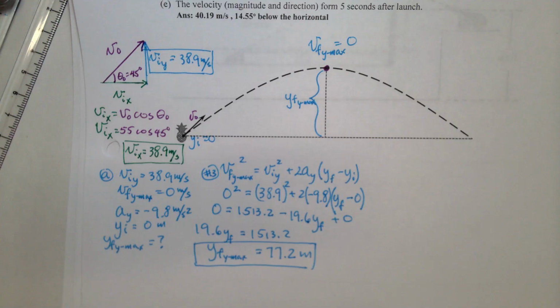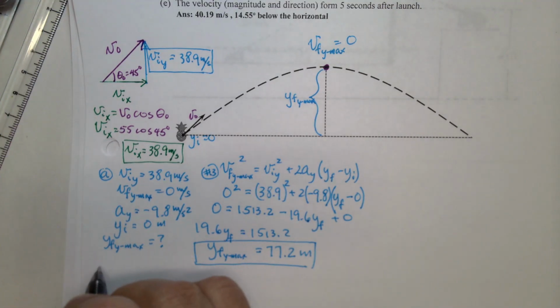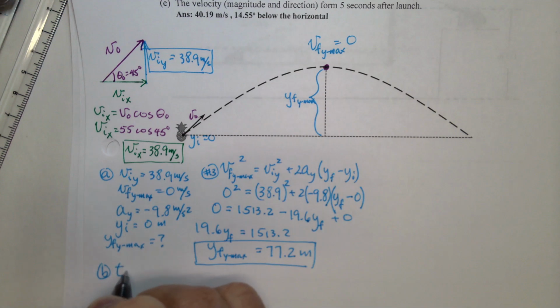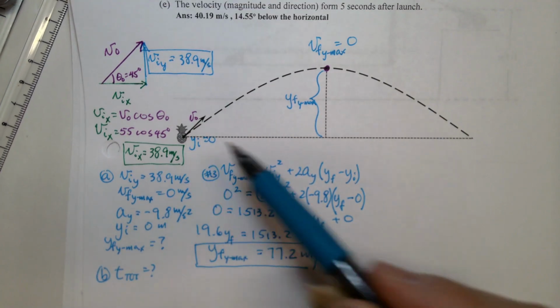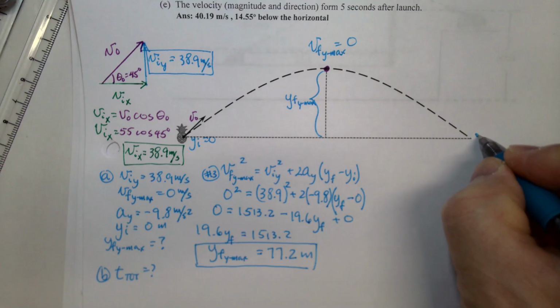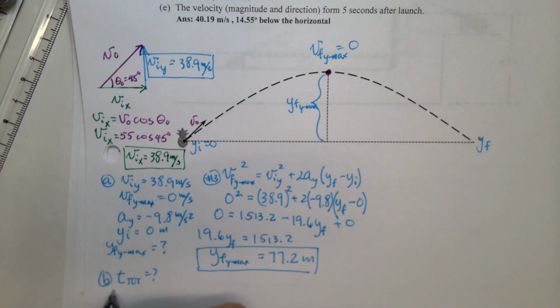All right, now for part B. Part B asks, what's the total time of flight before landing? So for part B, we're looking for T total. For total time, this is our initial, and now this is our final position. Our y final is at the other end when it's back to 0 meters. So let's write down everything we know. We're looking for total time. My y initial is 0. My y final is 0.